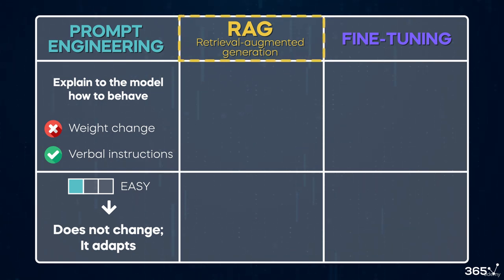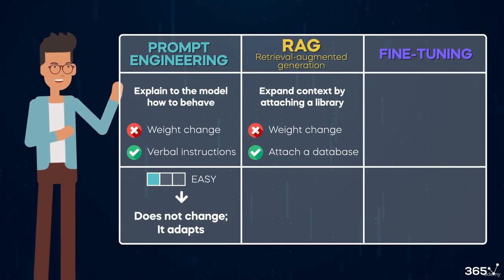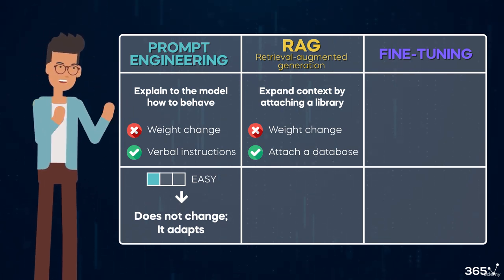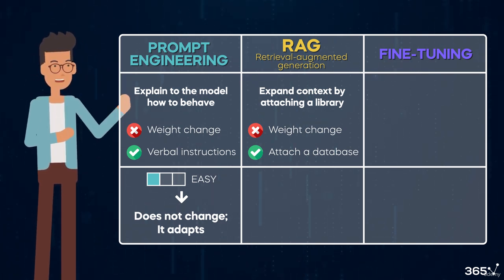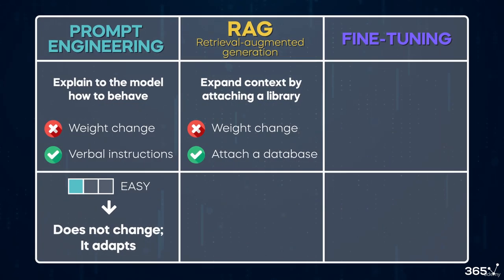Retrieval-Augmented Generation, or RAG, is another technique that doesn't change the model's weights. With RAG, we attach a database to the model, which can be used as a library for expanded context. This method provides significantly more examples of how the model can be used to learn to perform optimally.